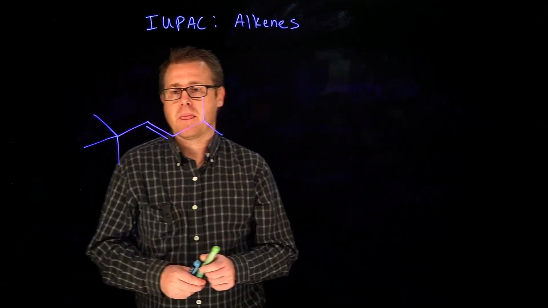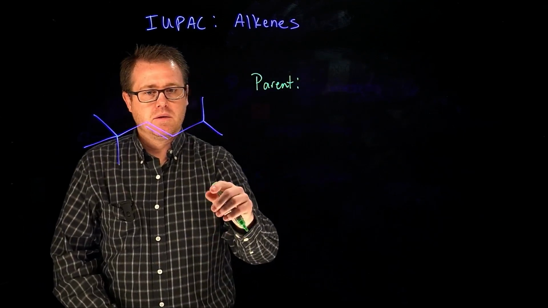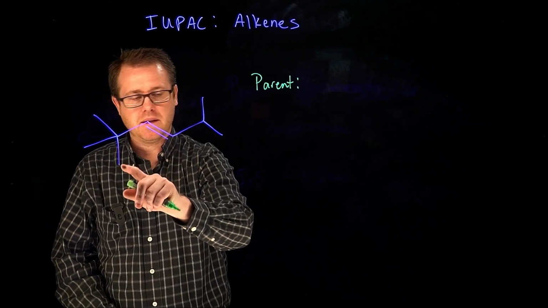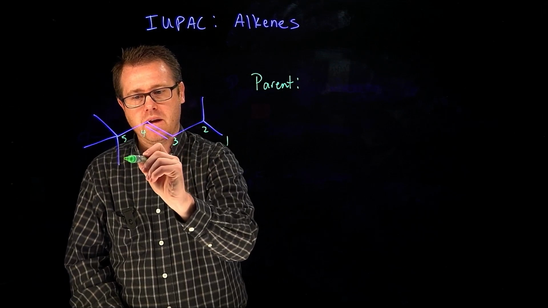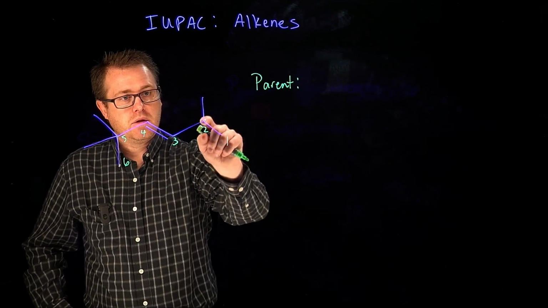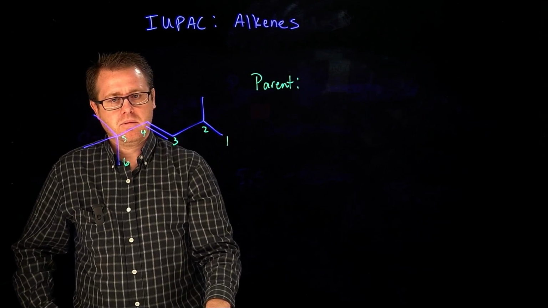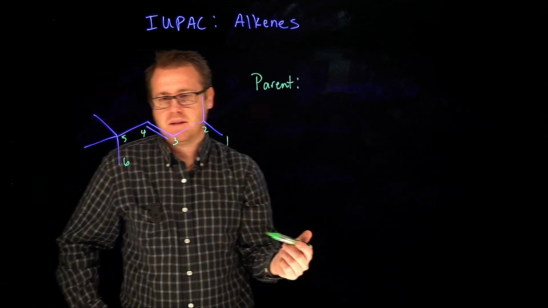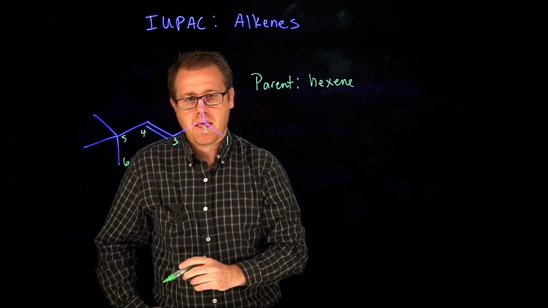Let's do another one. So what's our parent? Let's count the longest carbon chain here. 1, 2, 3, 4, 5, 6. 1, 2, 3, 4, 5, and 6. So 1, 2, 3, 4, 5, 6. Same thing. So what if I tried this carbon? 1, 2, 3, 4, 5, 6. So it's all getting 6. So that would be a hexene, right?